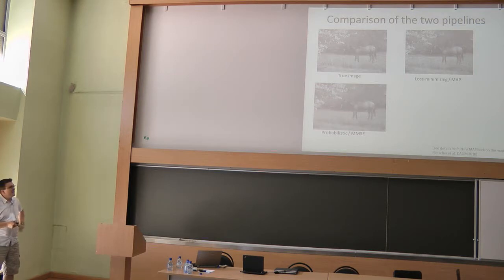Actually, we see that, and even confirm that with numbers, that the loss minimizing MAP gives better results than the probabilistic MMSE approach. Slightly better. Visually, I think slightly better. If you look here, for instance, at the graphs, there are more details visible up here, which are also in the true image, than down here.